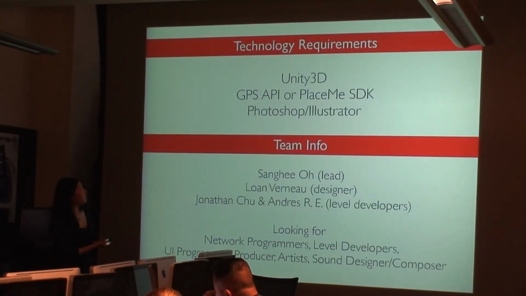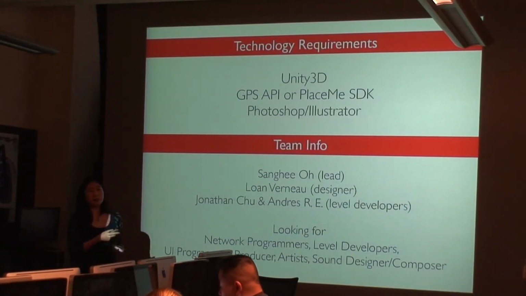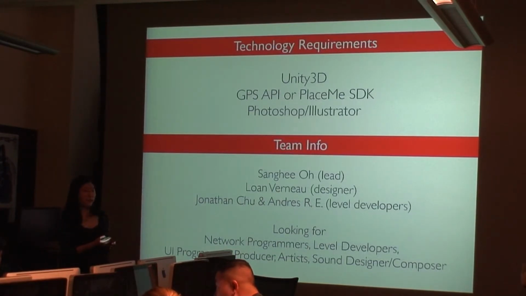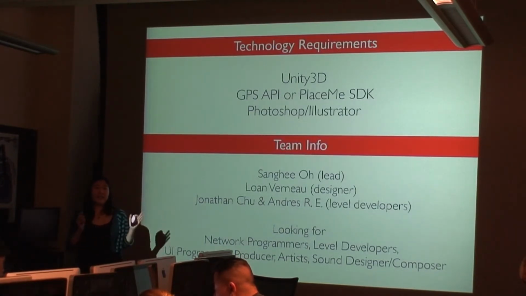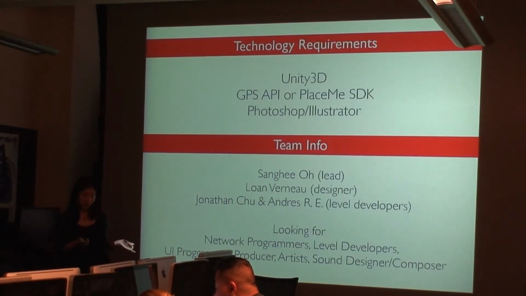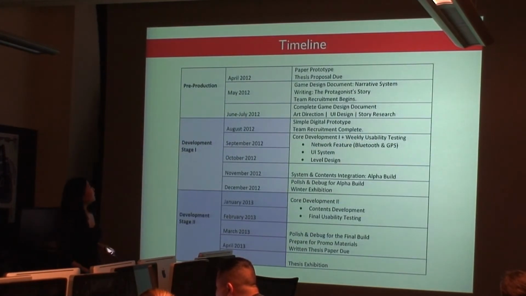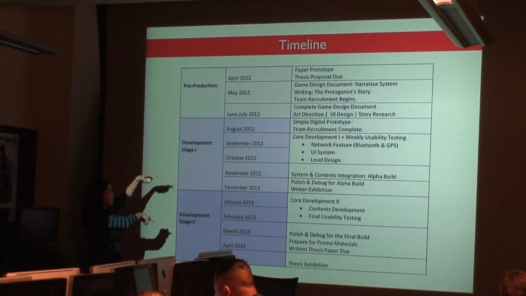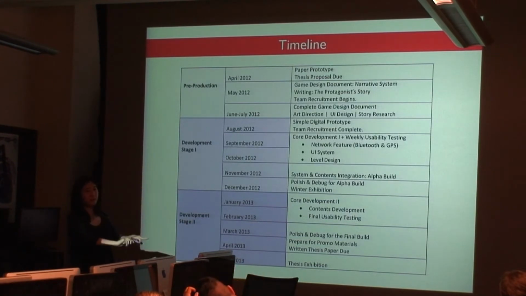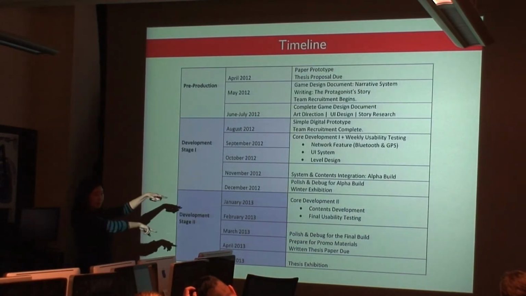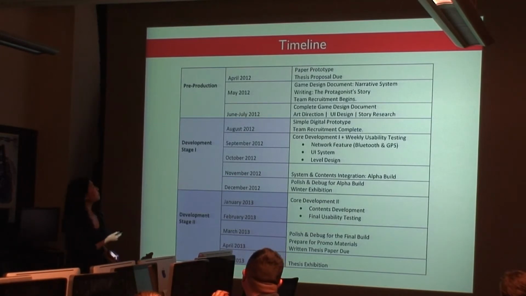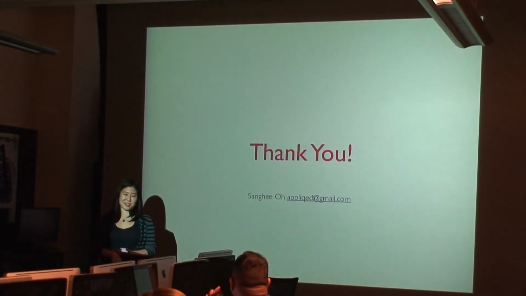So technology is simple: Unity 3D, GPS API, or PlaceMe SDK that the other software just released about 1 week ago, and 2D software. And this is the team info. We are looking for network programmers and level developers, a really insanely crazy UI programmer who will work with me, a producer, artist, sound designer, composer. This is the timeline. Most of the research will be done during the summer, and the first semester we'll be really focusing on making the one level right, and then expand with the content and finish. So thank you, and any questions?